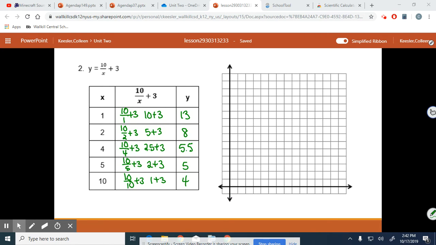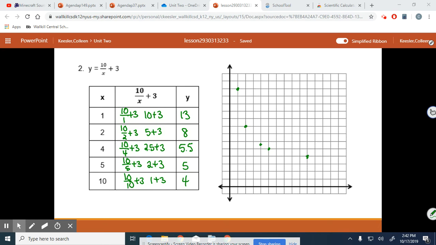So 1 is up at 13. So we go right 1 and up 13, which is all the way up here. Then 2, 8 is right 2 up 8. Then 4, 5.5 is right 4 and up 5.5. So in between 5 and 6. And 5, 5. Right 5 up 5. And 10, 4 is right 10 up 4. Right here.